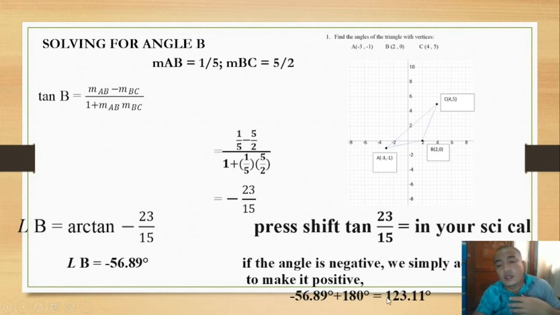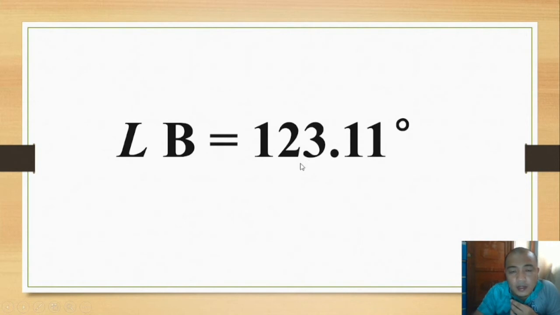So, ayun, 123.11 degrees. Always remember that. Pag negative yung angle na makukuha, just add 180 to make it positive. So, which is 123.11 degrees, which is correct, because angle B is actually an obtuse angle, which is more than 90 degrees. Okay? So, angle C na lang. So, angle B is 123.11 degrees.